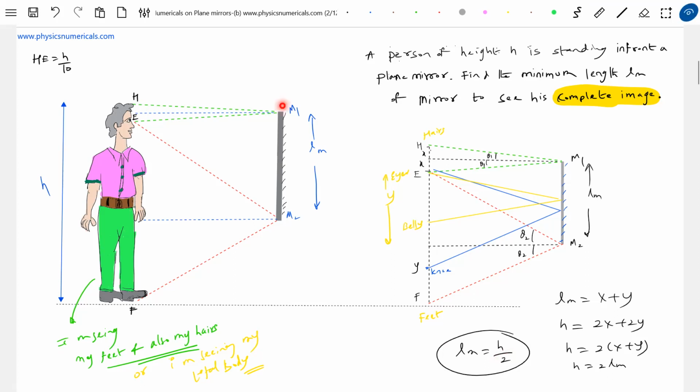If someone says, no sir, I'll increase this length, okay, you increase. I'll add some other segment of length to the mirror here. Then what happens? Still, you will be able to see it. This is the minimum length to see himself completely in the mirror.